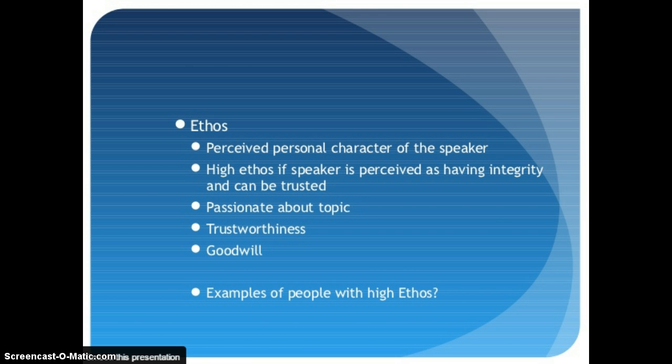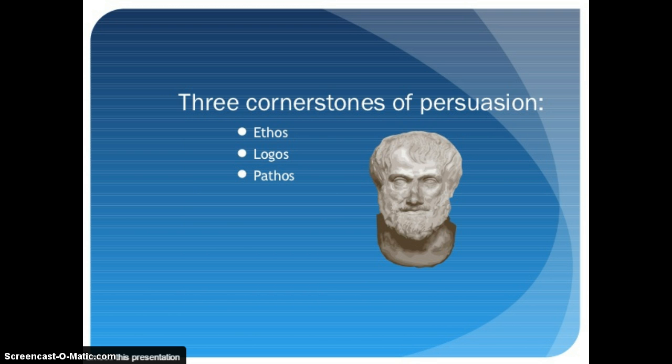There are 3 cornerstones to persuasion. In this picture here is Aristotle, who came up with these 3 elements of persuasion a long, long time ago, and that is ethos, logos, and pathos.